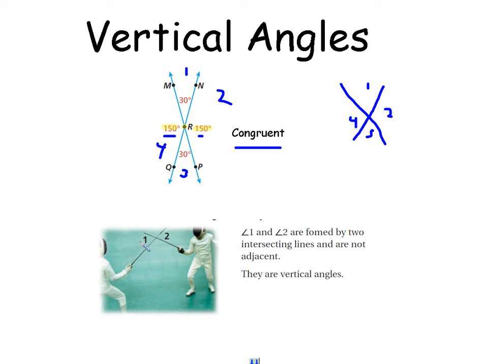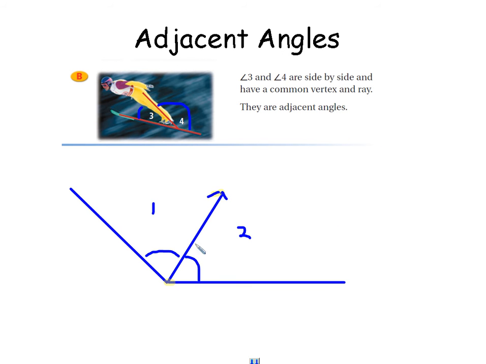Here's another example. Angle 1 and angle 2 are both congruent. They share the same measure. And these are two vertical angles because it just simply makes an X, and they share a vertex right here. The other kind of angles we talked about are adjacent. Adjacent also share a vertex, but they also share a ray, which vertical angles don't. So they share a side or ray.